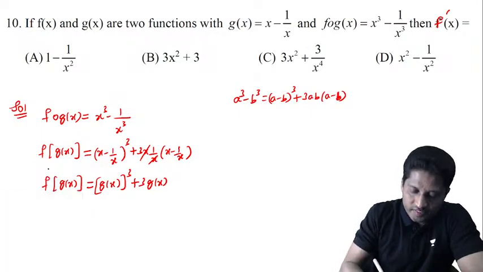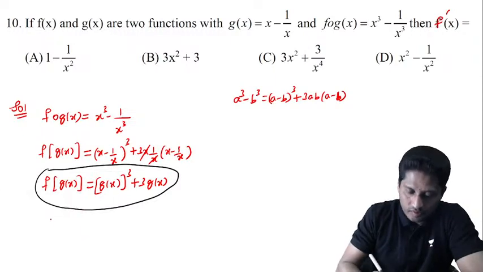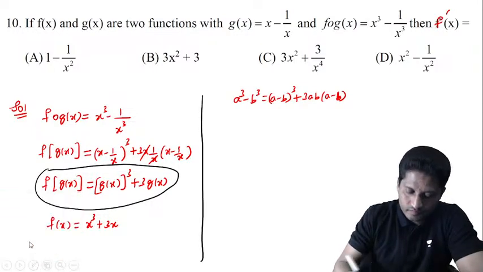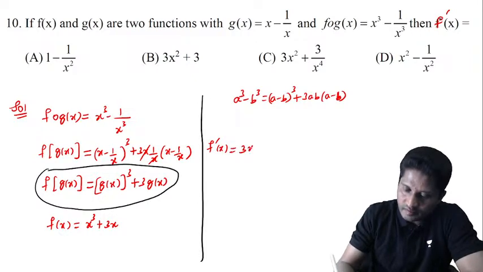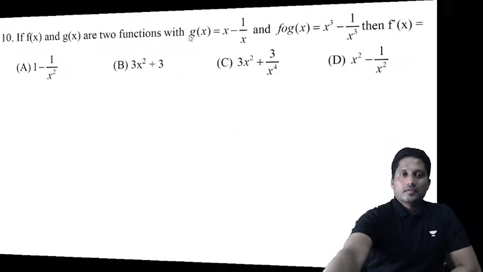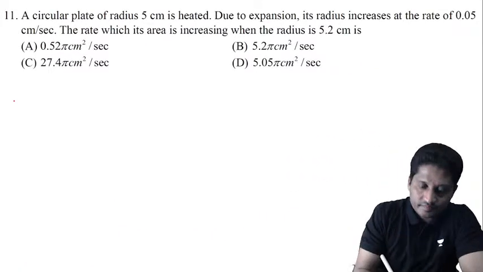Now if I differentiate this, f of x is equal to x cube plus 3x. F dash of x is equal to differentiation of x cube is 3x square and differentiation of 3x is 3. Answer is option B. Okay, question number 11.